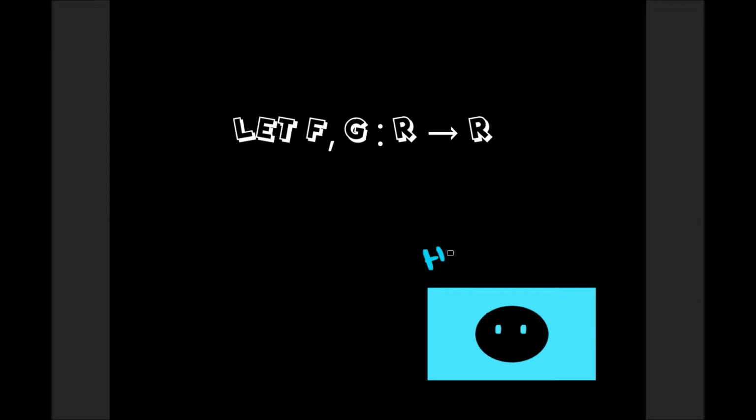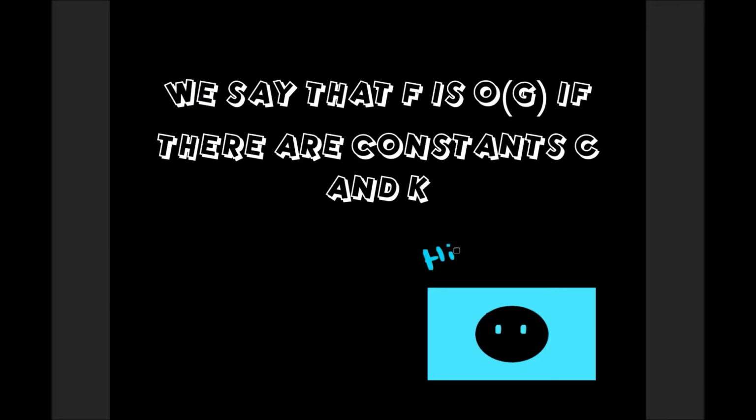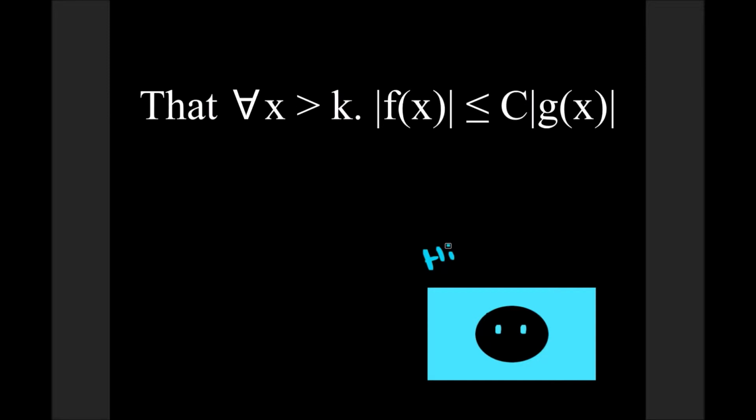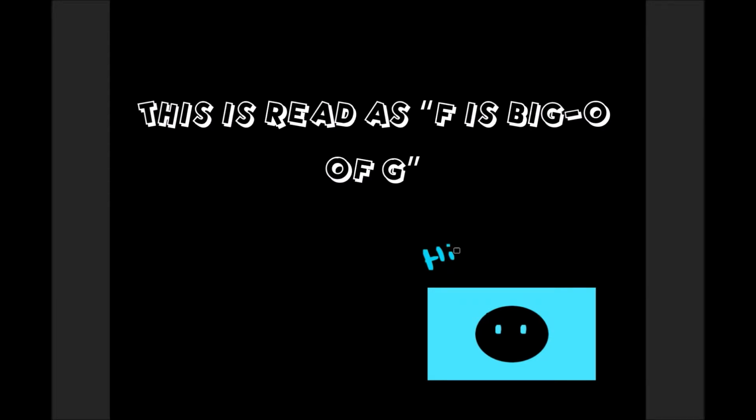Let f and g be functions from R to R. We say that f is big O of g if there are constants c and k such that for all x greater than k, the absolute value of f of x is less than or equal to c times the absolute value of g of x. This is read as f is big O of g.